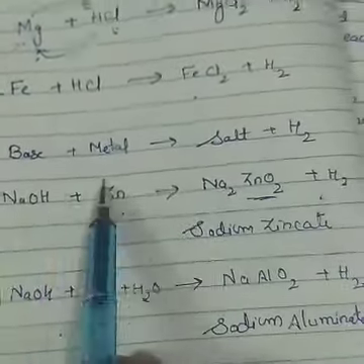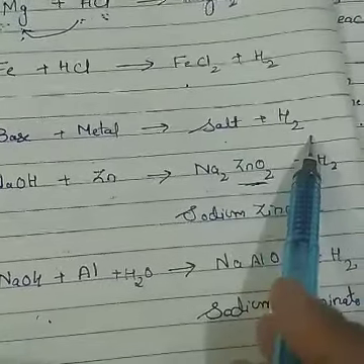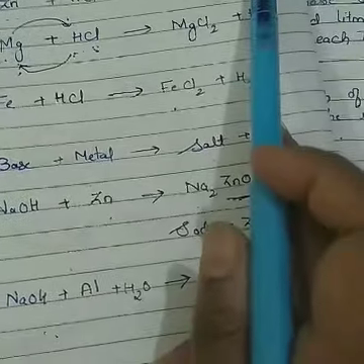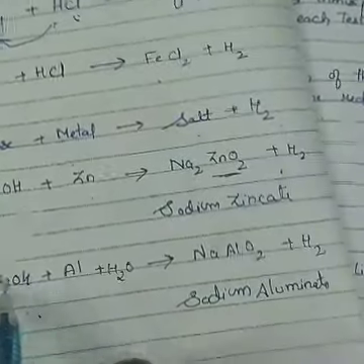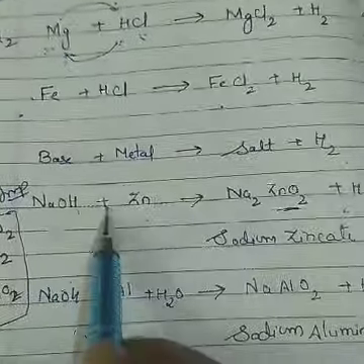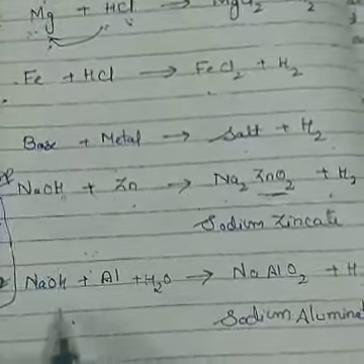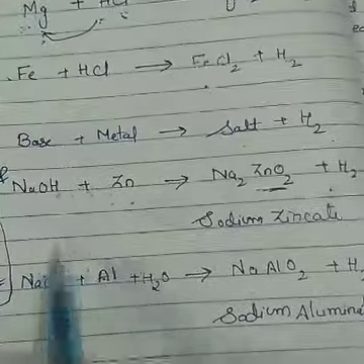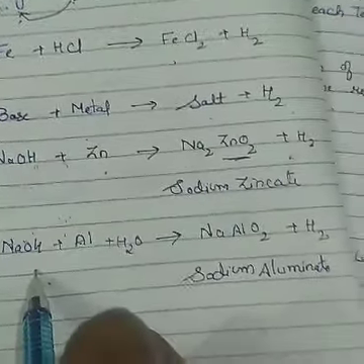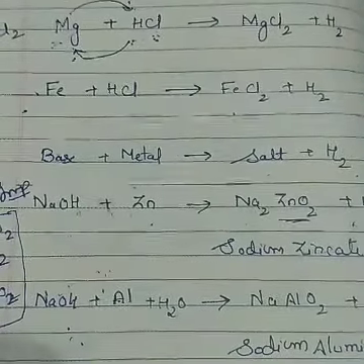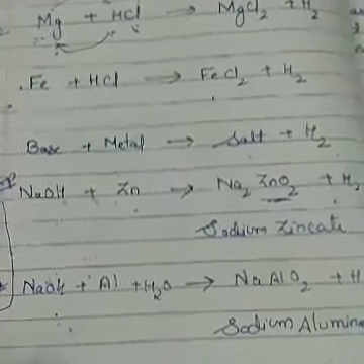So when a base reacts with a metal, it also forms salt plus hydrogen gas. When an acid reacts with a metal, it also forms salt plus hydrogen gas. But with the base, these reactions are important. Only 2 reactions we are doing with the base, and these 2 reactions are very, very important. They are being asked in the board exams. So please concentrate on this.